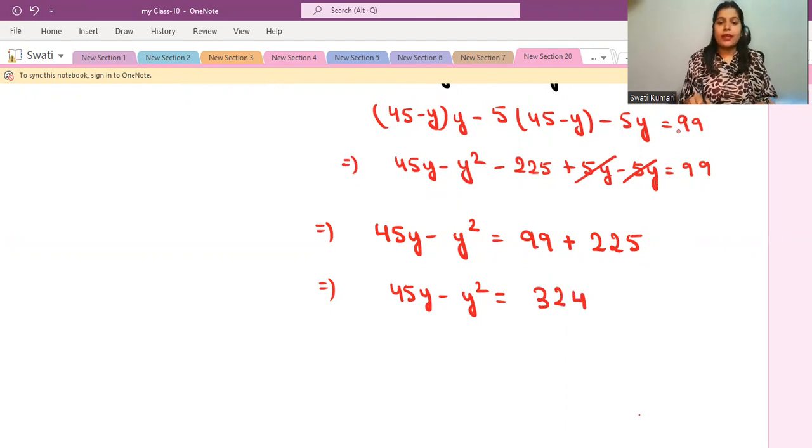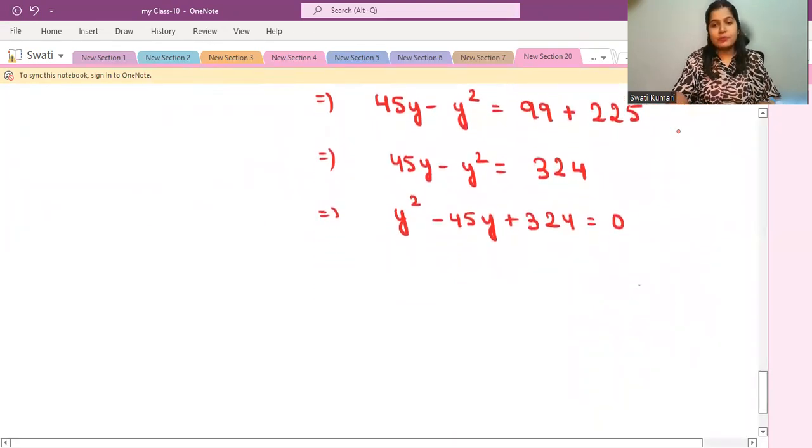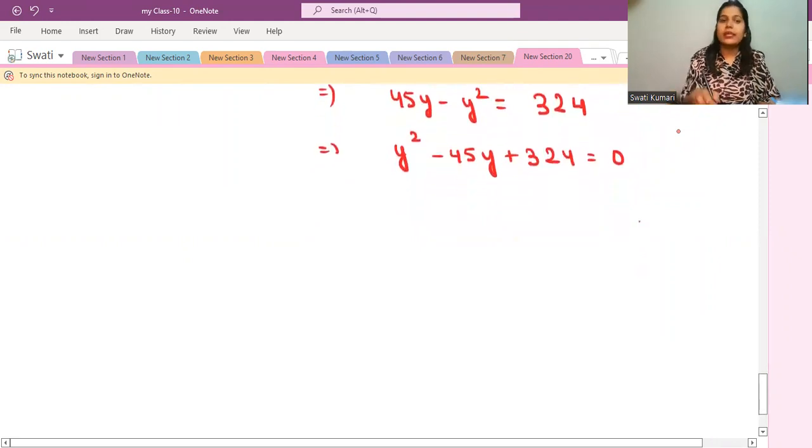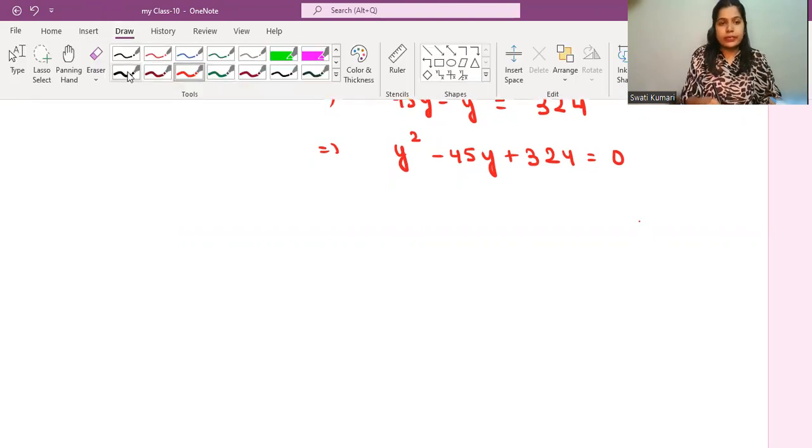Right? Yes. And now we will shift the LHS to the right hand side. So minus y square will become plus y square, plus 45y will become minus 45y, and this plus 324 as it is equals 0. Now, do you know after this we have to use middle term split? If you want, you can also use the quadratic formula here. I hope you are aware of both the methods. So let us solve this using the quadratic formula only.